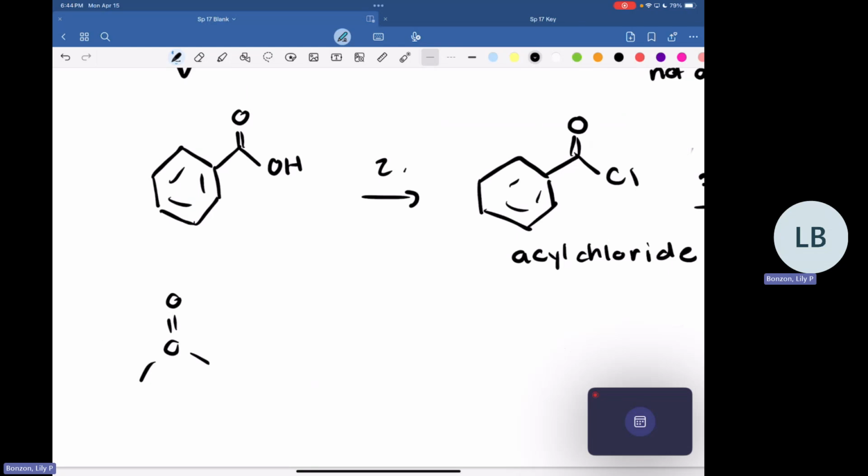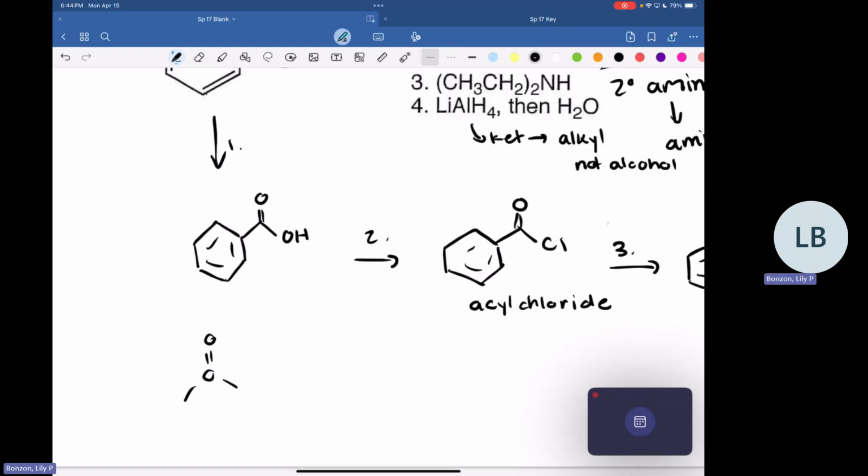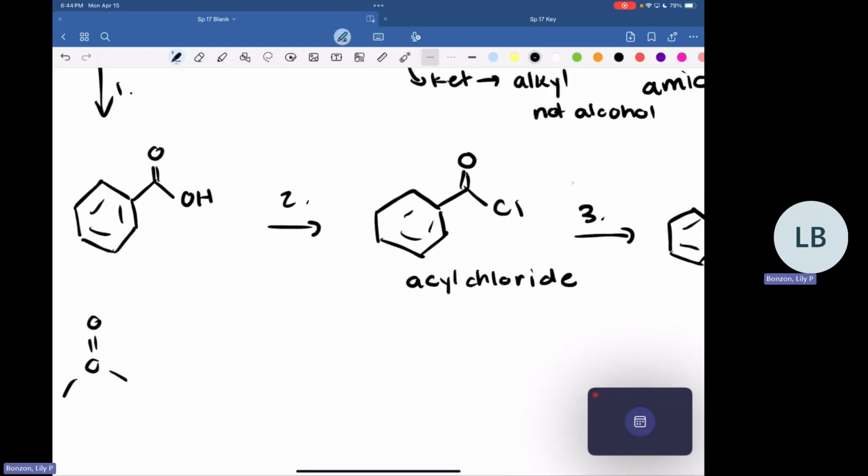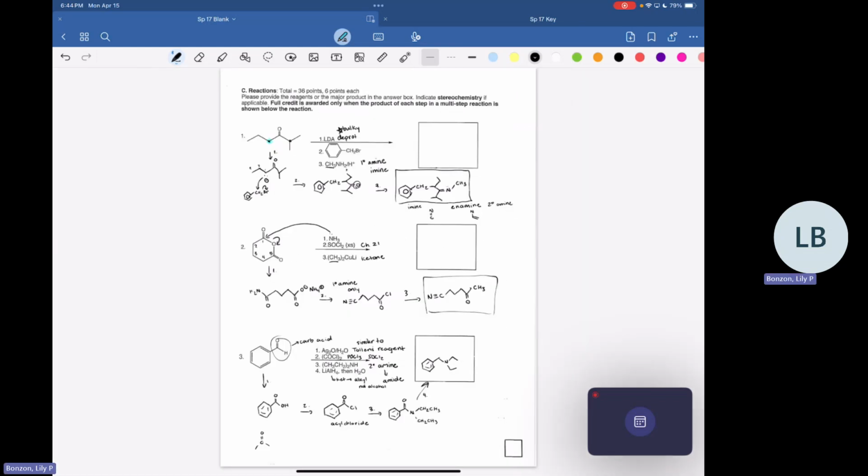Yes. Yeah. So this one, the chlorine is a good enough leaving group that the nitrogen can just attack and then the chlorine just leaves. So it doesn't really affect the ketone oxygen. Any questions on any of these three?